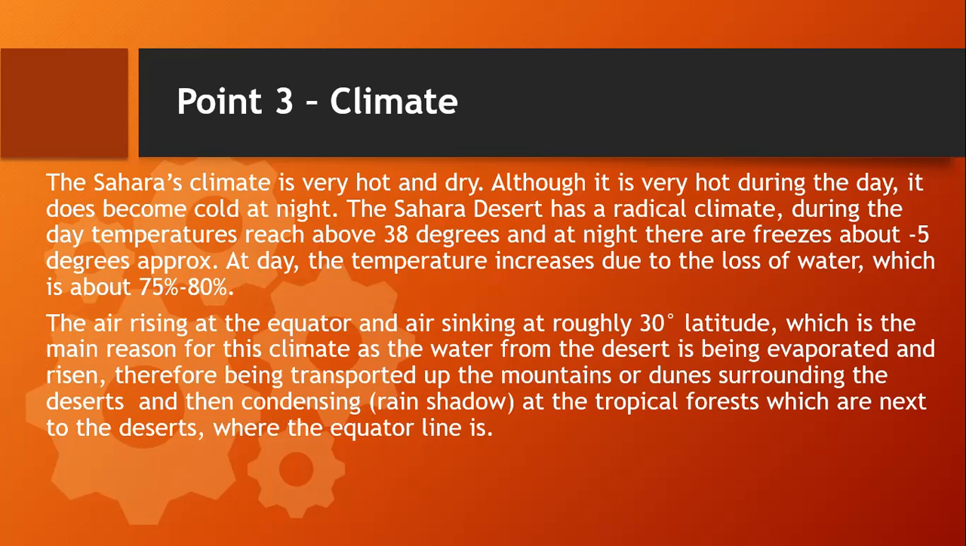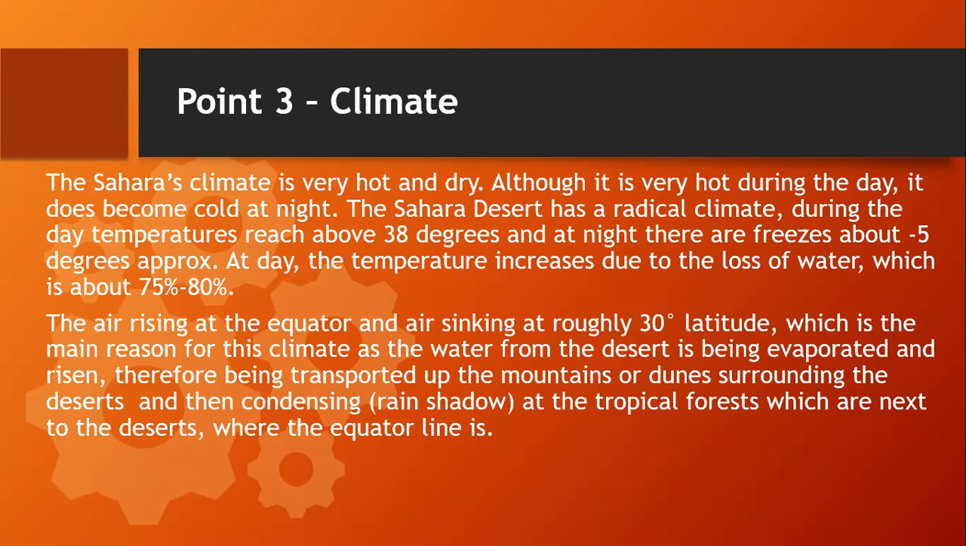The air rising at the equator and air sinking at roughly 30 degrees latitude is the main reason for this climate, as the water from the desert is being evaporated and rising. Therefore, it is transported up to the mountains or dunes surrounding the desert and then condenses, which is the rain shadow at the tropical forests, which are next to the desert, where the equator line is.